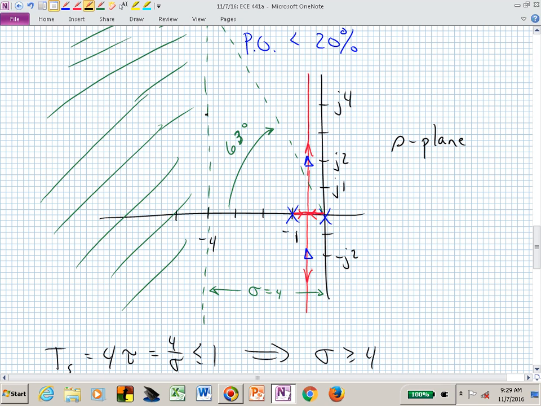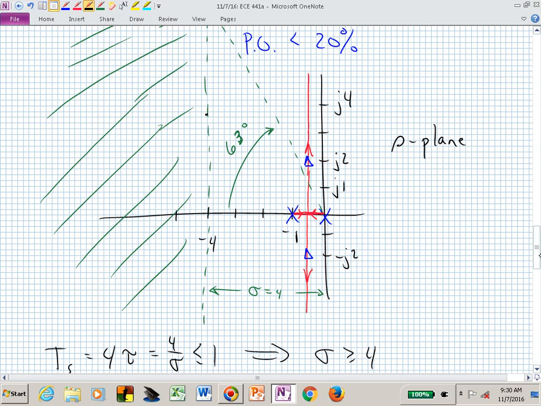How big would that be? 4 tau. Well, tau is 1 over sigma. 4 over 1/2, 8. So now you have an 8-second settling time, really no matter what you do with K, as long as you get K to a value that gets you to the minus 1/2, minus 1/2.